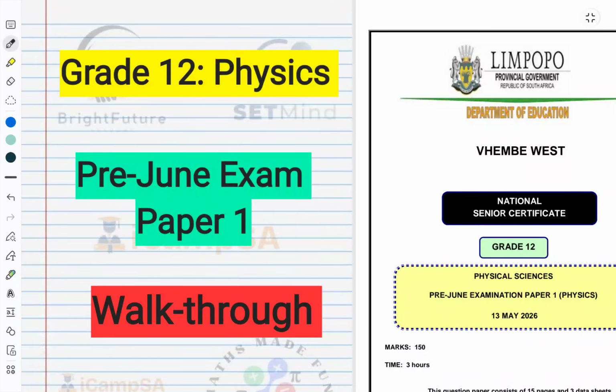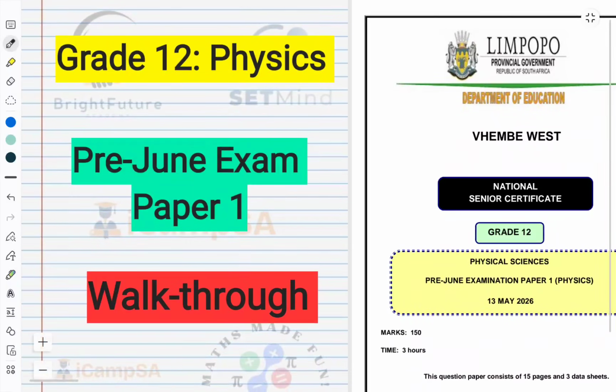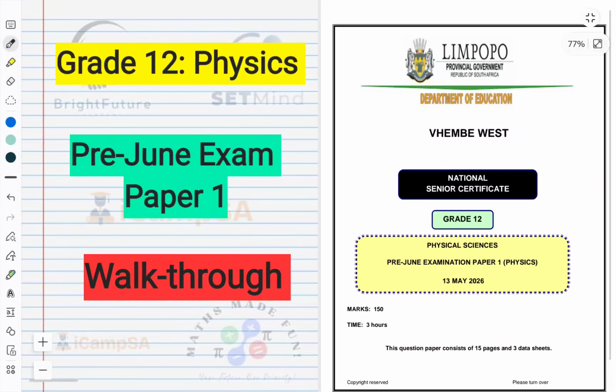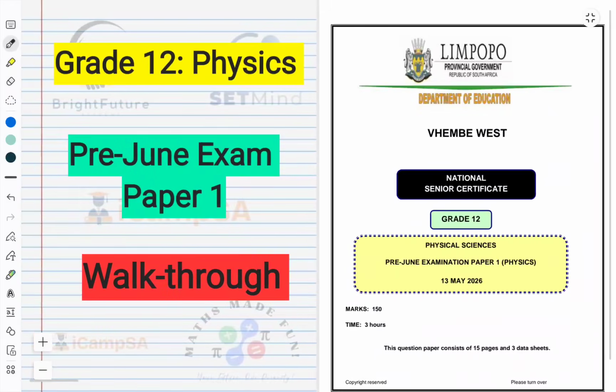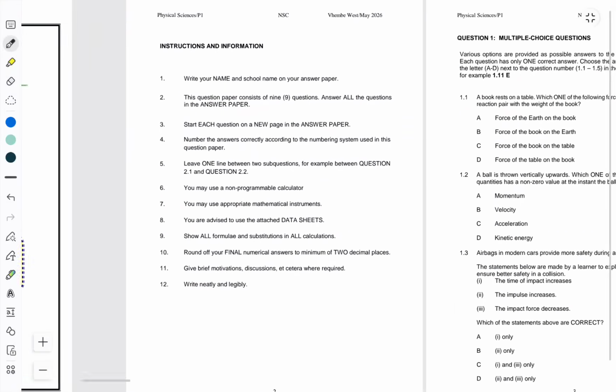So in this video, what we'll be doing is walking through the pre-June exam paper for physics paper 1. This is just a walkthrough to show you how to answer most of the questions. We took this one from Vhembe West, but it should be good enough to prepare most of you grade 12 learners. So let us start. We will go in sequence, starting from question 1 until the last question.